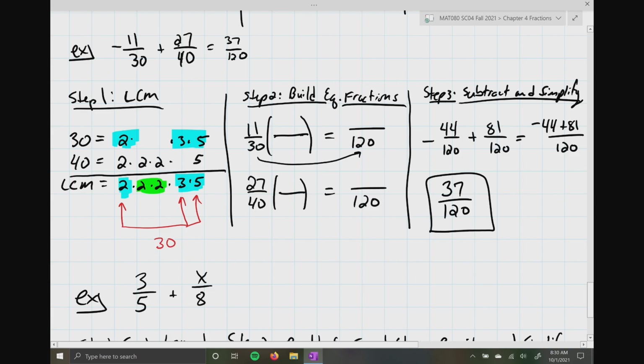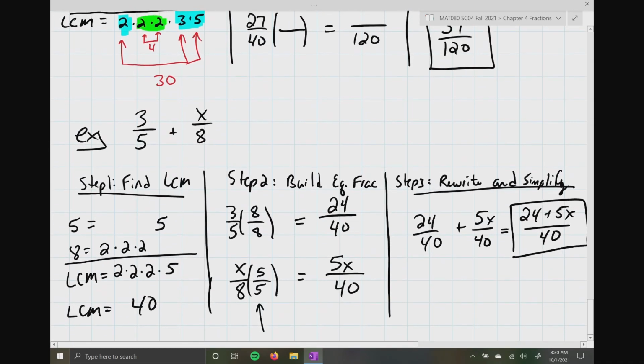So that number right there is 30. Would you agree? What's this number right here? 2 times 2, so 4. And guess what 30 times 4 is? Yeah, 120. That's how we're getting it. And then the next problem, you see what's left for 40. Okay, now I see.